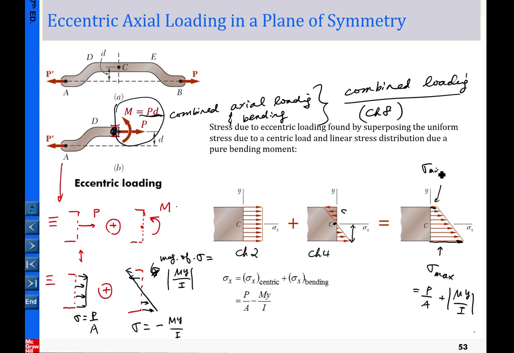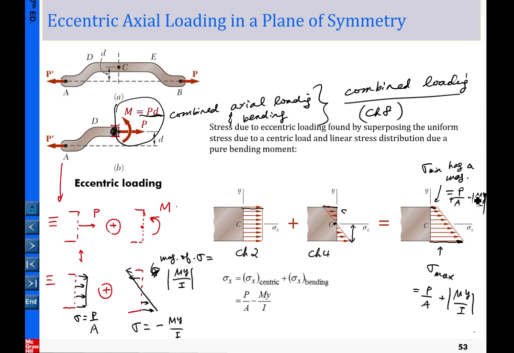So the minimum basically has a magnitude equal to, here again, this plus this. Let me say this one is P over A, and that is tension, and let me use positive to indicate tension. This is compression, so negative, and My over I.